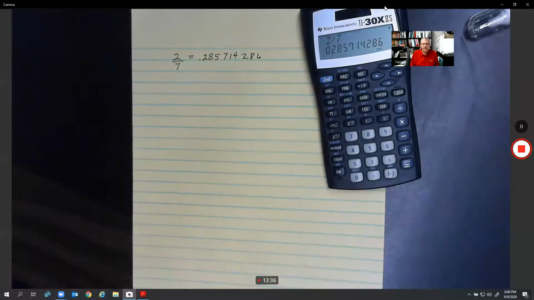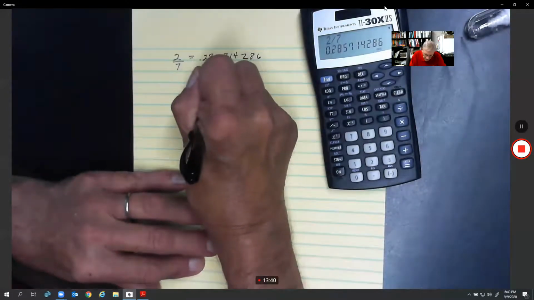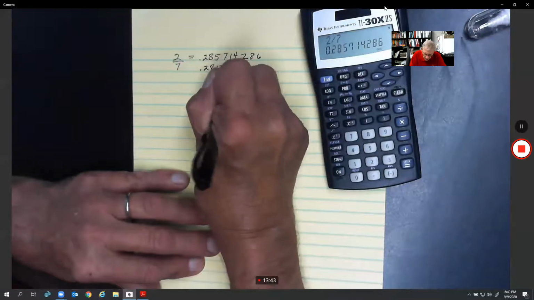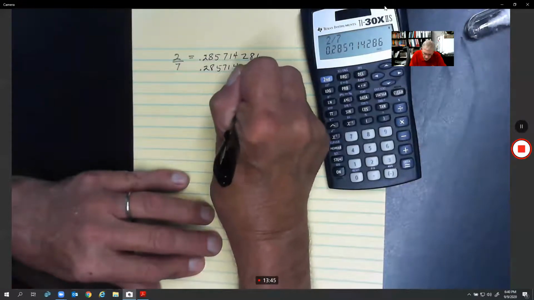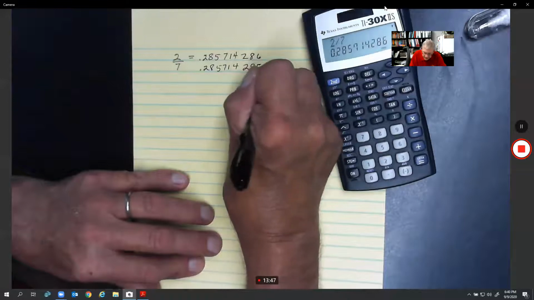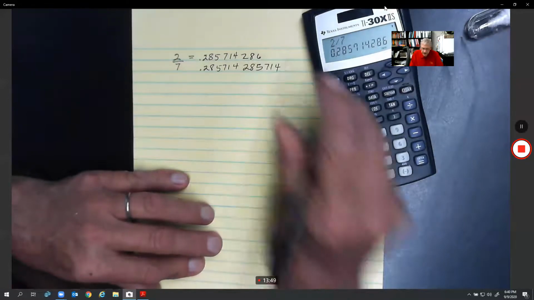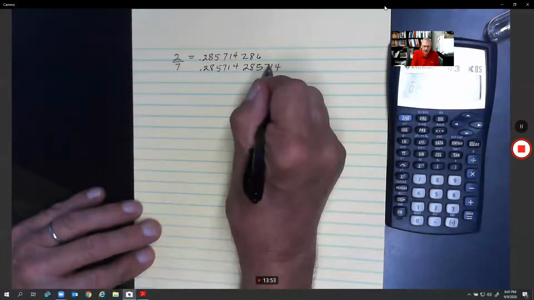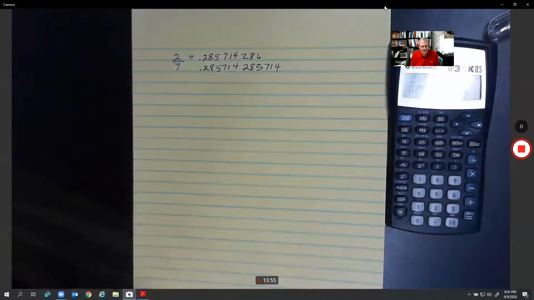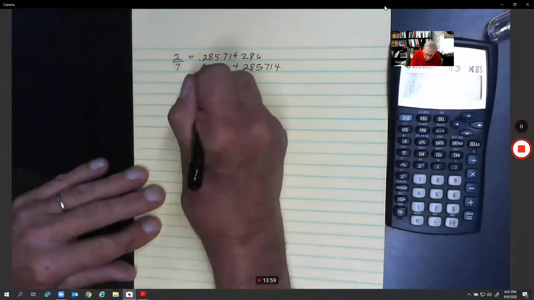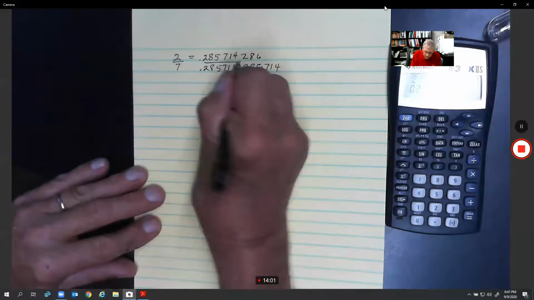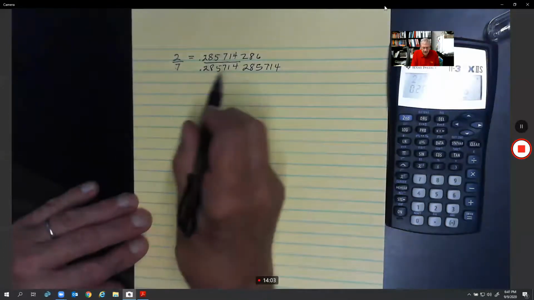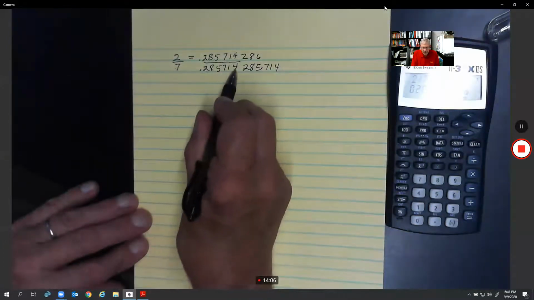0.285714286. But actually it's 0.285714285714. See, your calculator rounded it off. It saw this 5, saw a big number behind it, because it can't go out that many places. Maybe some can. So this whole thing is repeating. On sevens, 6 numbers repeat.